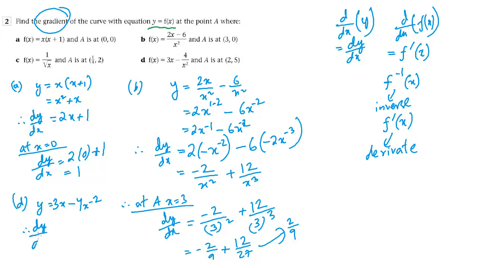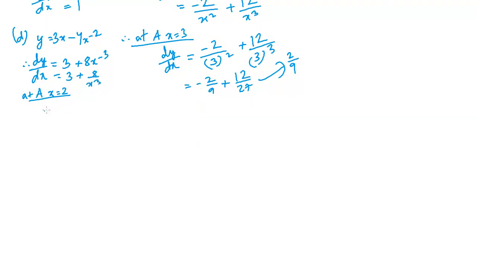So the derivative of y is dy by dx. This would be 3. Let me do this directly. Minus 4 into minus 2 is plus 8, x to the power minus 3. So this would be 3 plus 8 by x cubed. So at the point A, the x coordinate is 2. So at A, x equals 2. So we can write dy by dx equals 3 plus 8 by 2 cubed. So 3 plus 8 by 8, which is 3 plus 1. So the gradient of the curve at the point A is 4.